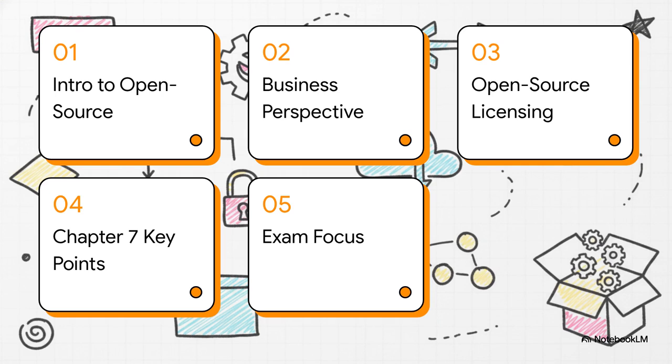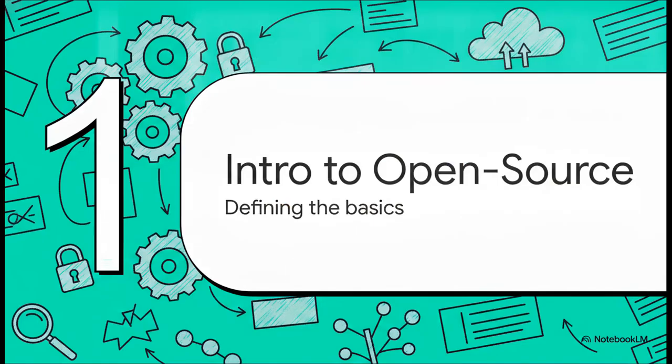We'll kick off with an introduction to open source, move into the business perspective, cover open source licensing, summarize Chapter 7 key points, and finally hone in on our exam focus. All right, let's jump right into Section 1, Introduction to Open Source.